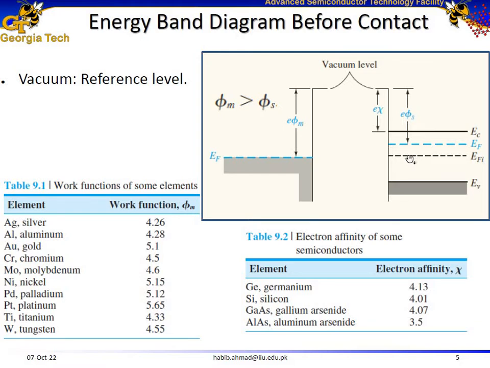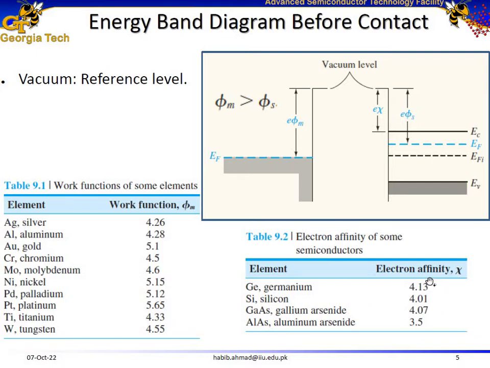We also need to understand another terminology. It's called chi, or the electron affinity. Electron affinity is the energy difference between the vacuum energy level and the conduction band energy, or it's the energy required to move an electron from the conduction band to the vacuum level. Alright.